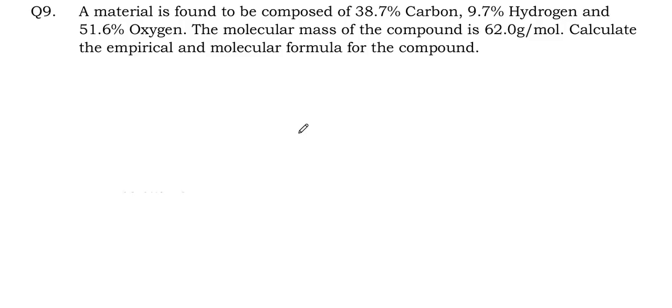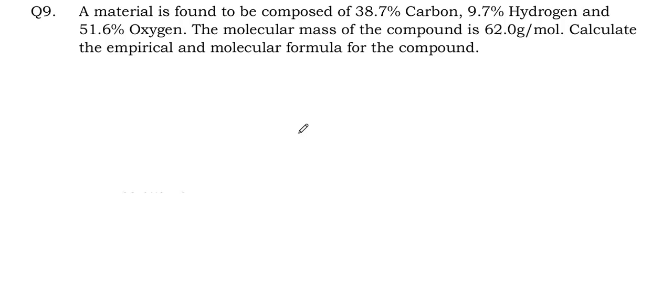We're going to treat question 1 the same way we've been answering questions 7 and 8, because the question is also asking about how to find the empirical and the molecular formula of the compound. The material is found to be composed of carbon 38.7%, hydrogen 9.7%, and oxygen 51.6%. The molecular mass of the compound is 62.0 grams per mole. Calculate the empirical and the molecular formula for the compound.